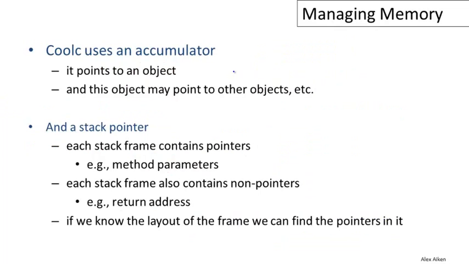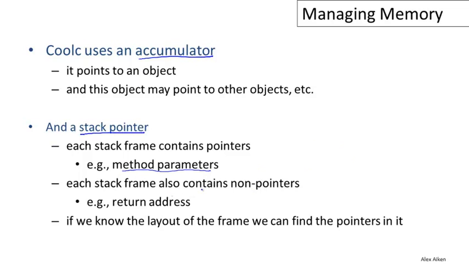So now let's talk about how we do garbage collection in coolc. So coolc has a fairly simple structure. It uses an accumulator, which of course points to an object, and that object may point to other objects and so on. So we have to trace all the objects reachable from the accumulator. But we also have to worry about the stack pointer. So there's also stuff reachable from the stack. And each stack frame, of course, may contain pointers, for example, the method parameters that are stored on the stack. Each stack frame may also contain some non-pointers.